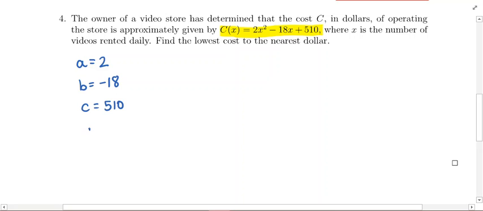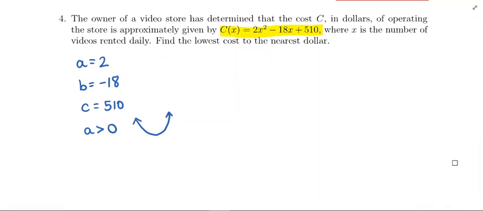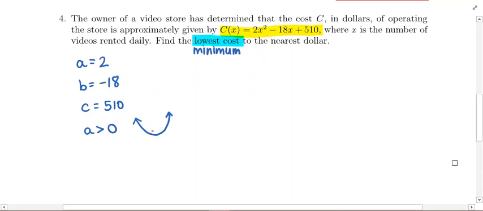The A value here is positive, so that means we have a parabola that opens upward. And that is great because, if you read the last sentence, we're trying to find the lowest cost. So here, we're trying to find a minimum value. And if you have an upward opening parabola, then that parabola is going to have a minimum. So again, we're after the vertex.